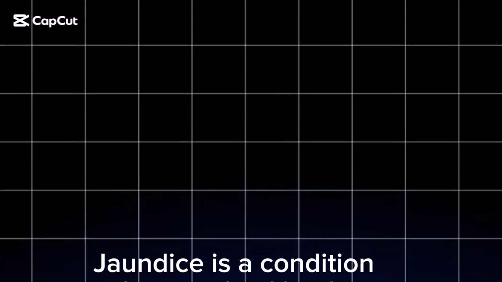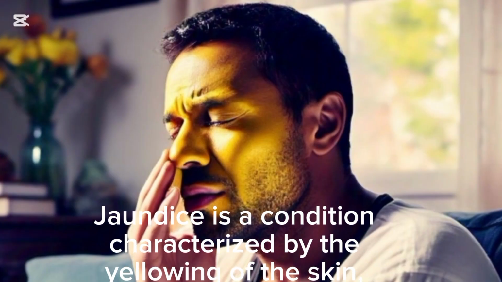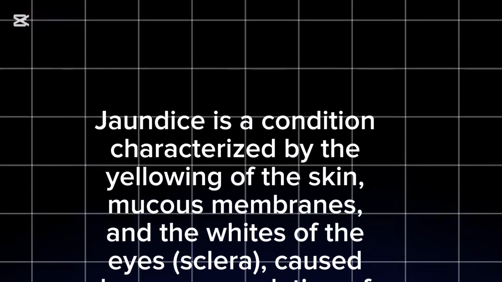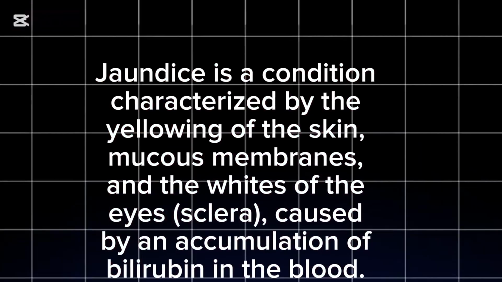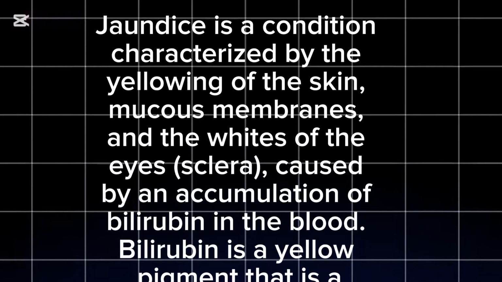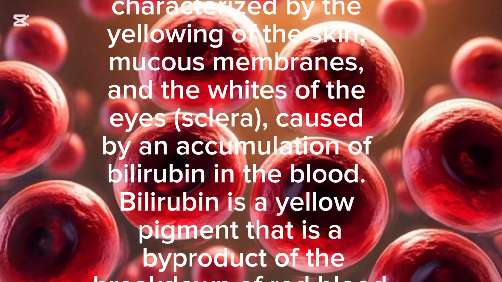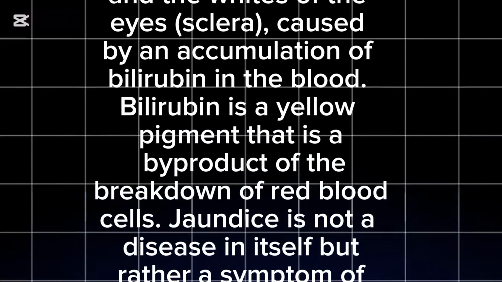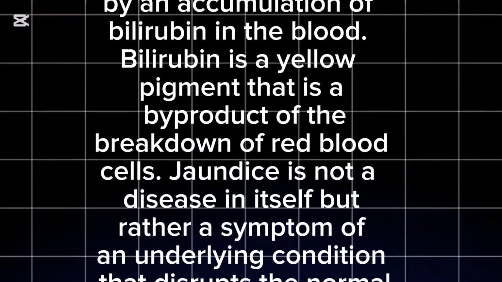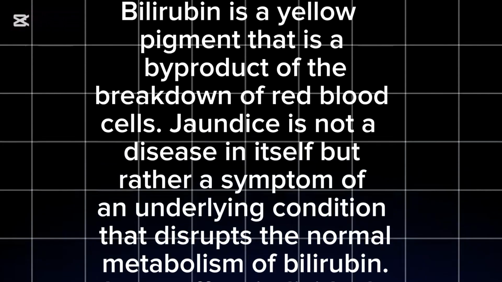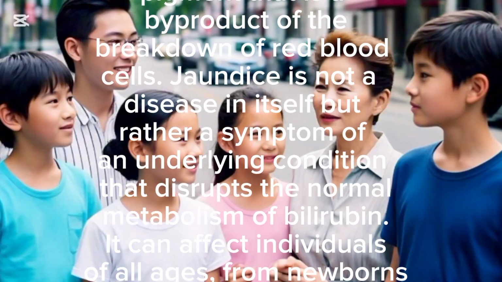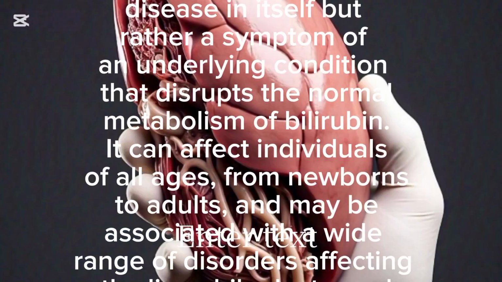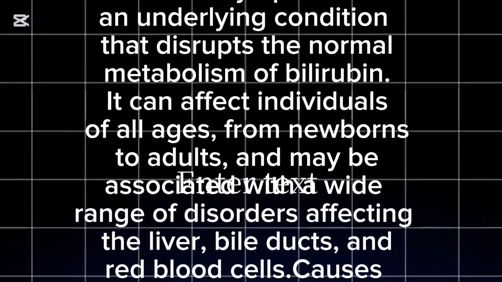Jaundice is a condition characterized by the yellowing of the skin, mucous membranes, and the whites of the eyes, sclera, caused by an accumulation of bilirubin in the blood. Bilirubin is a yellow pigment that is a byproduct of the breakdown of red blood cells. Jaundice is not a disease in itself, but rather a symptom of an underlying condition that disrupts the normal metabolism of bilirubin. It can affect individuals of all ages, from newborns to adults, and may be associated with a wide range of disorders affecting the liver, bile ducts, and red blood cells.